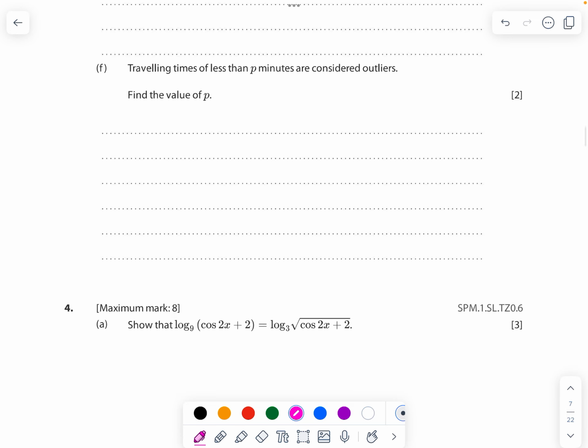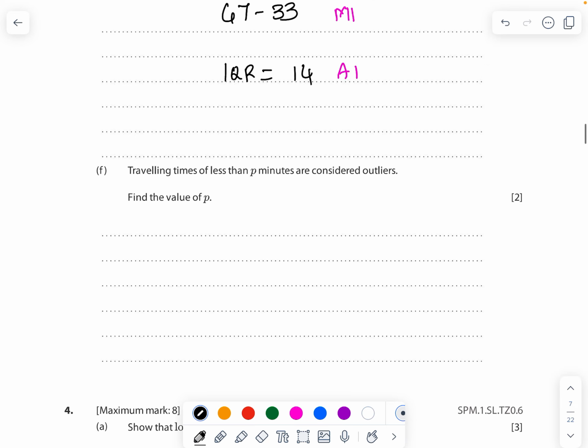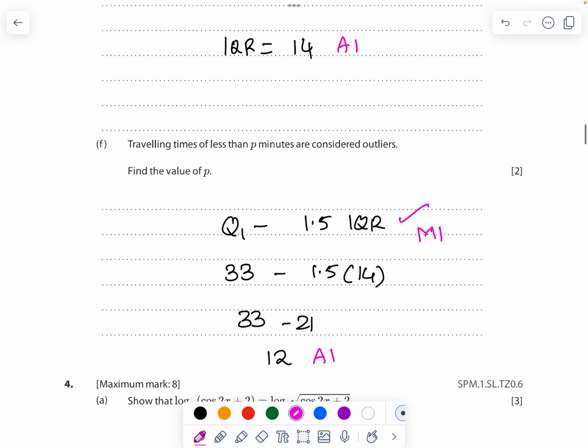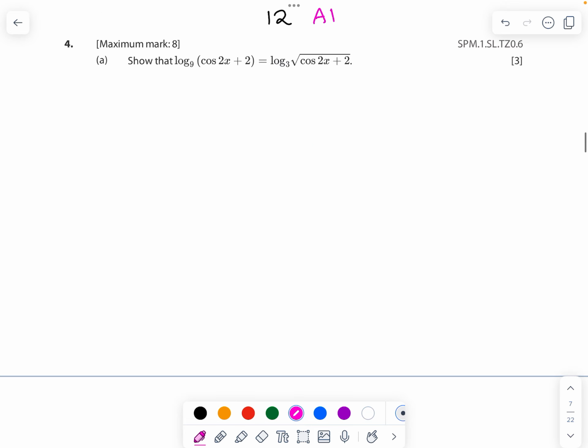Then traveling times of less than p minutes are considered outliers. Find the value of p. So basically, what is the meaning of outlier? It is Q1 minus 1.5 times IQR. So Q1 is nothing but how much? 33 minus 1.5 times IQR. What was the interquartile range? 14. So 33 minus 21, which equals 12. So this gives me method 1 mark for the formula and accuracy 1 mark for this one. So 12 is going to be the answer.